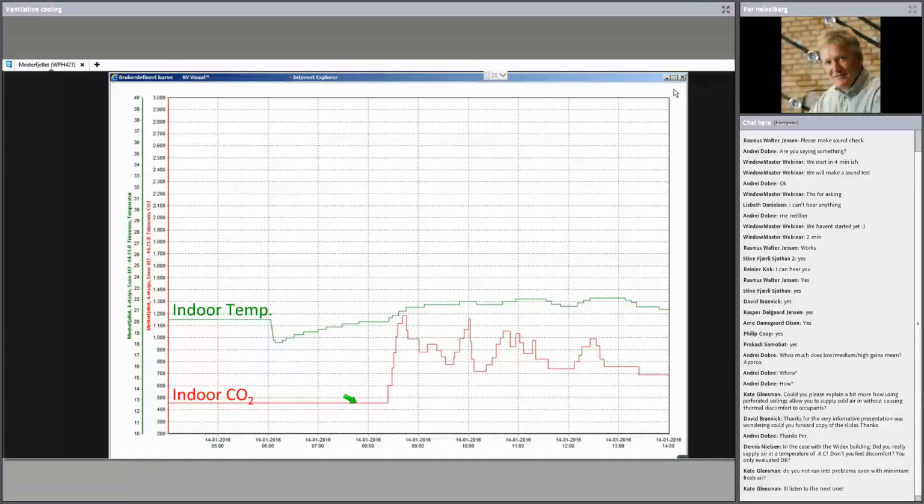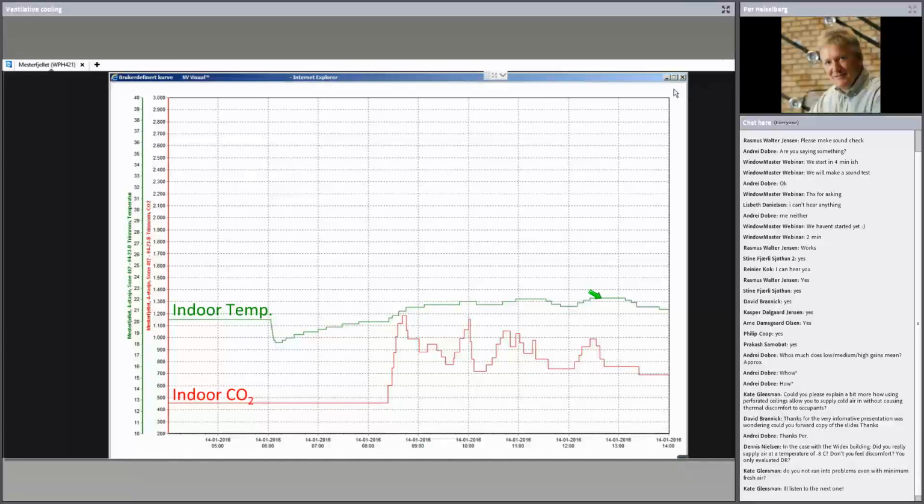So we can see here the CO2 level starts to rise around 8:30-ish. Here you can see the people enter the building, after which the CO2 level rises to around 1100, 1200 parts per million, and then it goes along during the day. The same goes for the indoor temperature. It's quite stable, and then suddenly it drops, and then it rises again throughout the period.